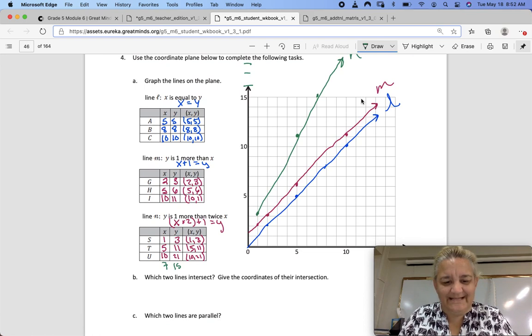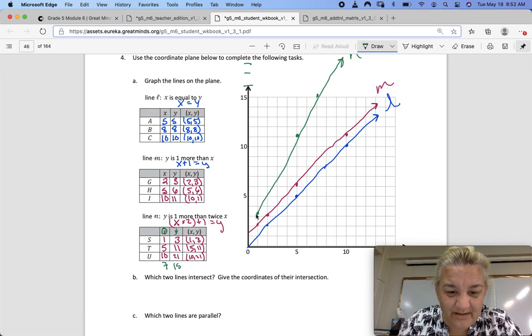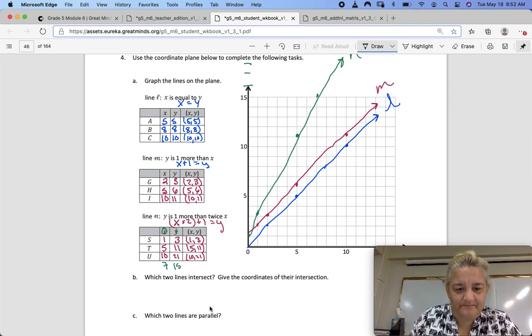Which two lines intersect? Give the coordinates of their intersections. In fact, this one is going to intersect with that one. Let's make this 0. And 0 times 2 is still 0 plus 1. So 0, 1. So they are going to intersect right there, aren't they?